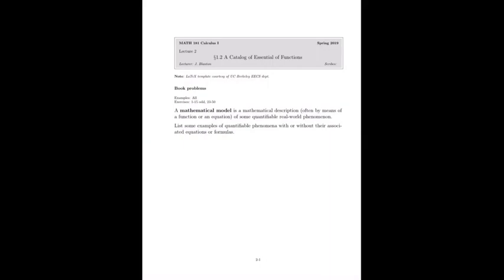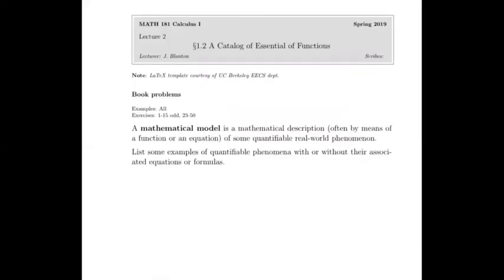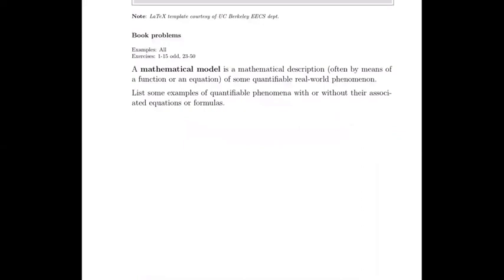So first and foremost, a mathematical model is a mathematical description, often by means of a function or an equation which might imply a function as its solution, of some quantifiable real-world phenomenon. So list some examples of quantifiable phenomena without their associated equations or formulas. So maybe what I'll just write here is a few equations that might come to mind here. So velocity is equal to displacement over time. Force is equal to mass times acceleration.